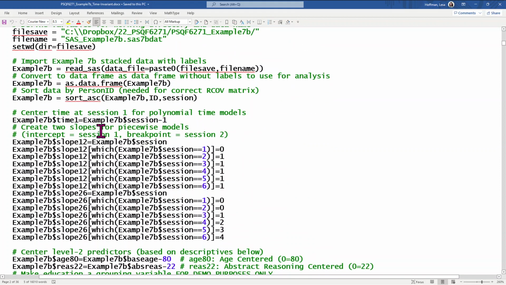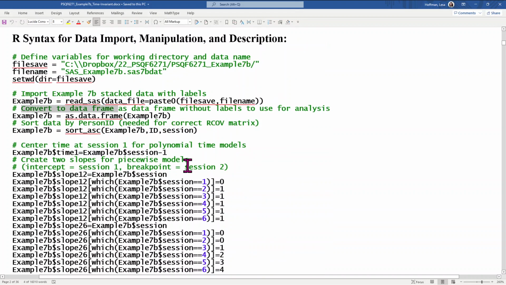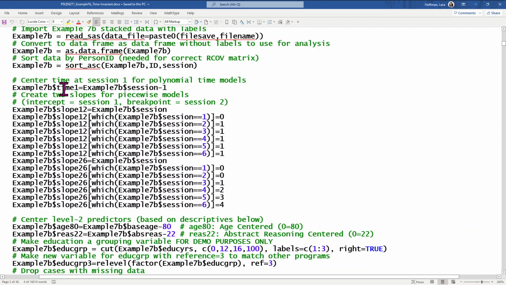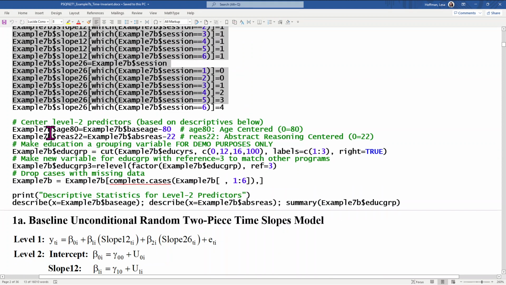In R, then, I am importing the SAS version of the data set. I'm converting it to a data frame. This is sometimes necessary and sometimes not, and I've given up trying to figure out when, so I just include this code, so it might be redundant, but it doesn't hurt anything if so. I am then creating my linear time variable, which will be squared for the polynomial models, as well as my piecewise slopes coding. So here's the coding scheme that I described earlier. Here are the new level 2 between person predictors being centered at age 80 and reasoning 22.